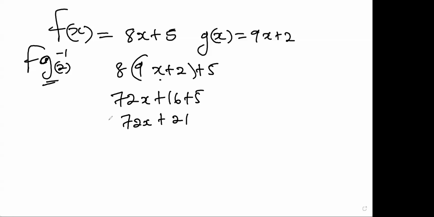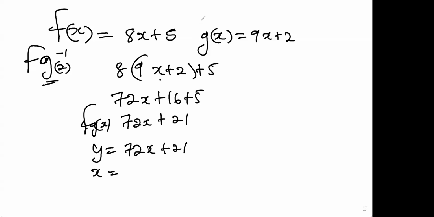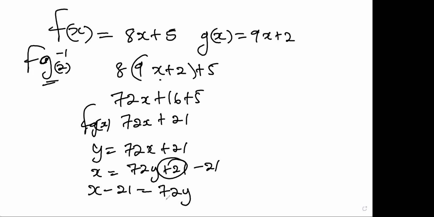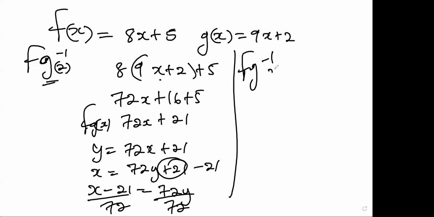Alright, remember we have to find the inverse of this first, right? So let's do that. So y is equal to 72x plus 21. Interchange x for y and y for x. So x equals 72y plus 21. We do the opposite. Minus 21. So x minus 21 equals 72y. And then of course, final step, we divide by 72. So the inverse of fg of x is x minus 21 over 72.